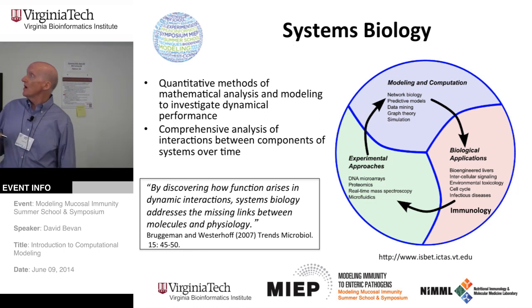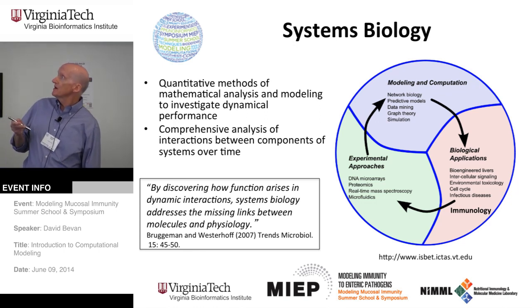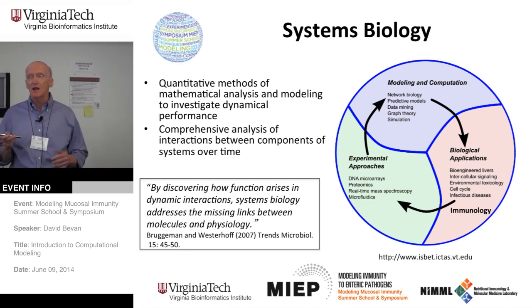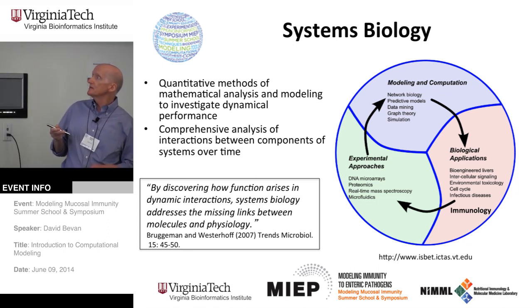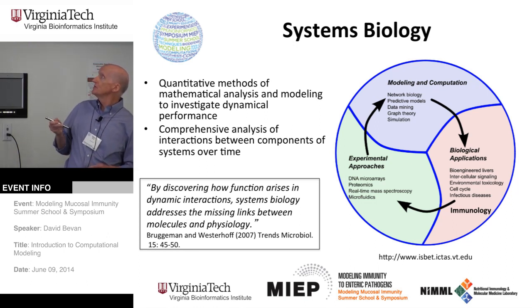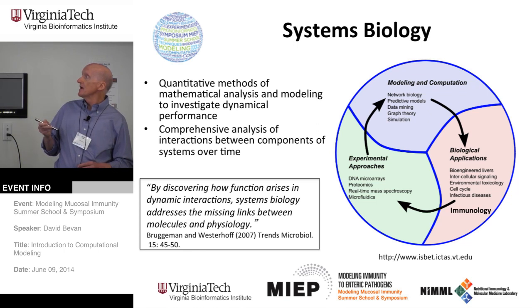Okay, so with systems biology, what we're really talking about, and we've got a couple definitions up here, is quantitative methods of mathematical analysis and modeling, and comprehensive analysis of interactions. Then I've got a graph here that shows really the iterative process, and I put immunology in there within the biological applications. I added it onto this image.